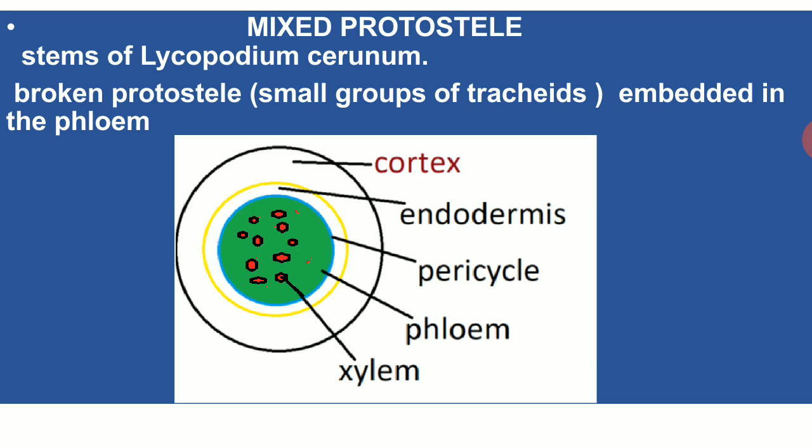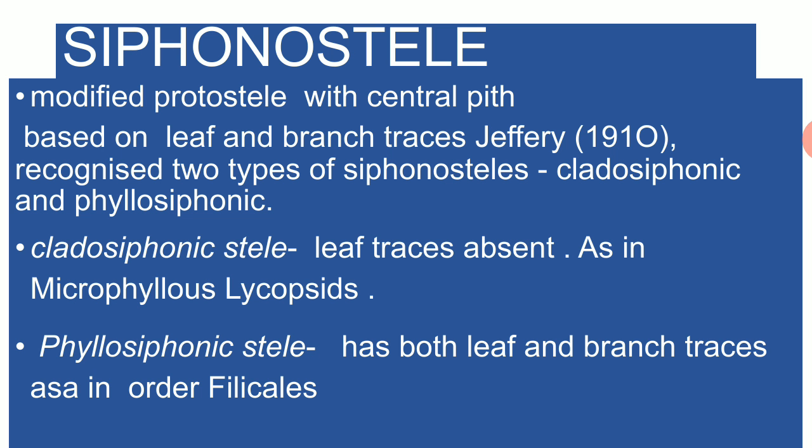And in Osmunda particularly, there is some pith present, that is the mixed protostele with pith. It is a modification of protostele. Now come to the siphonostele. Siphonostele is a modification of protostele, and based on leaf gaps and leaf traces, Jeffrey recognised two types of siphonostele: cladosiphonic and phyllosiphonic. In cladosiphonic stele leaf gaps are absent, as in microphyllous lycopsids, and phyllosiphonic stele has both leaf gaps and branch gaps, as in order Filicales.